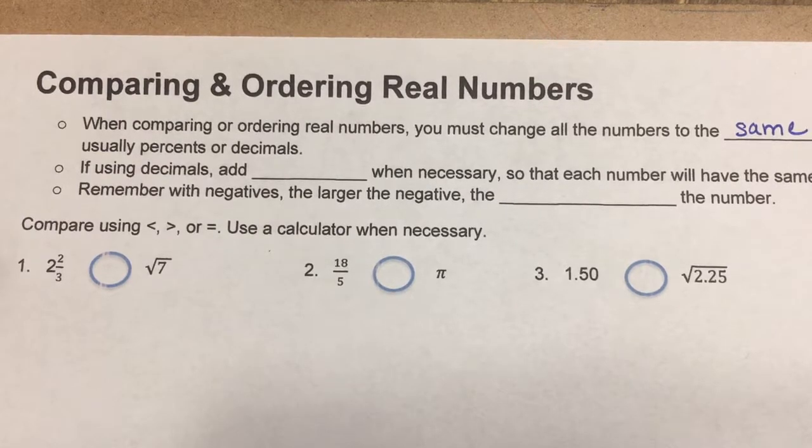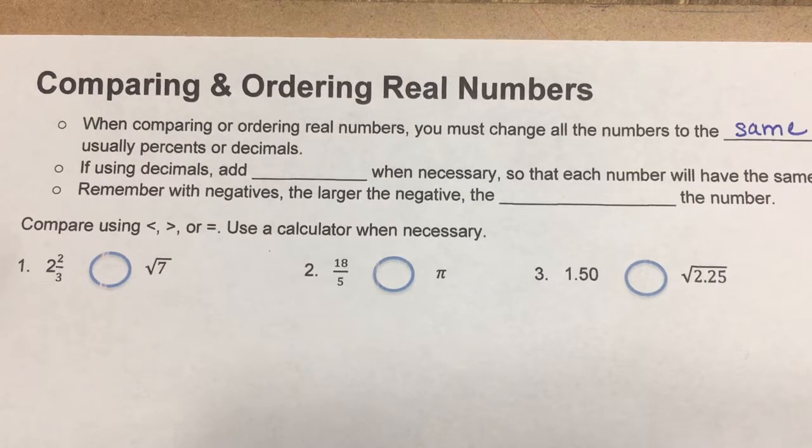It can be in all different forms: decimals, percents, fractions, those kinds of things. So you want to be able to order and compare any of those types of numbers. When you do that, though, you're going to have to change them so that they're all decimals or all percents. Usually, percents and decimals are what we change things to because they're the easiest to order.